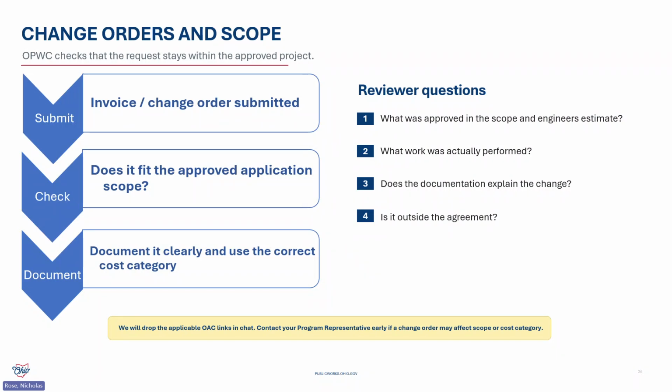Upload the signed change order documentation and make the reason for the change easy to follow. There can be flexibility when an unforeseen item is necessary to complete the project. That's why we'd like you to communicate with us early. If a change order may affect scope, some sort of meaningful expansion of the scope, contact your program representative. Generally, those are not permissible and require an amendment through the district in order to approve any meaningful expansion of the scope. We'll also be dropping the applicable Ohio Administrative Code references in the chat, so you have that rule language for reference.